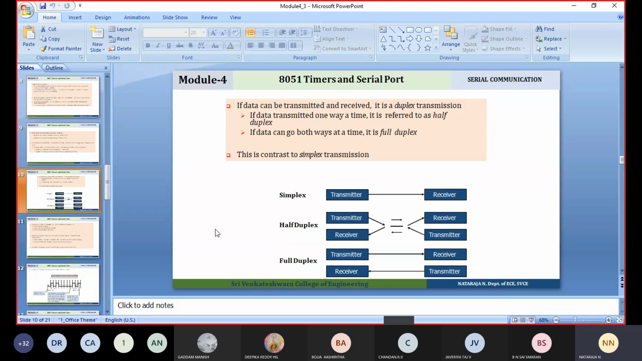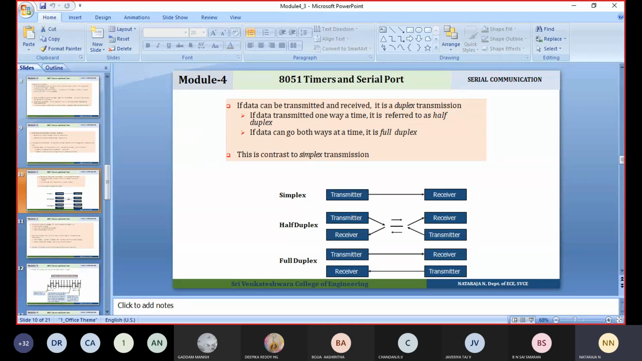Can you write the examples for simplex, half duplex and full duplex? What is the example for simplex? Have you remembered the pager? In the olden days, pagers were used for military purposes. We just receive the data. We cannot transmit.